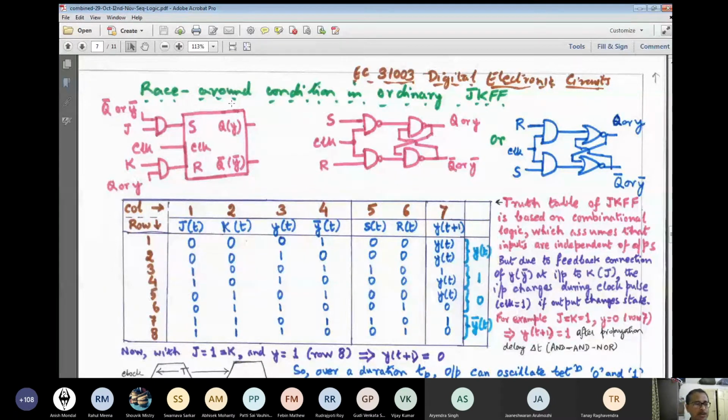Again, I have redrawn the circuit. Just see, either this or this. That means an SR flip-flop can be made into a JK flip-flop in this fashion. Within the block, these 4 NAND gates are there, and outside these 2 AND gates. So in all you have 6 gates. That means the entire JK flip-flop will consist of 6 gates: 2 AND gates added to these 4 NAND gates, or these 2 AND gates added to these 2 NOR gates. So in all, you have 6.